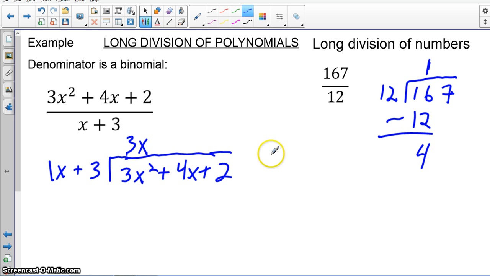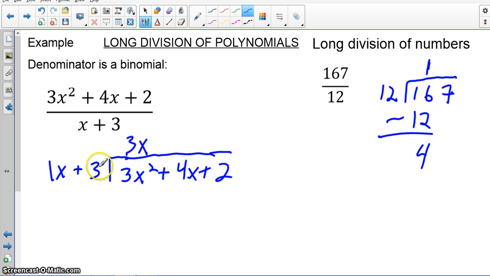Okay, and then, you know, keep on trucking in a minute. We do the same exact thing here. Over here we did 1 times 12. Here we do 3x times the x plus 3. So you might have been thinking, oh goodness, what do we do with plus 3? Well, here's where the plus 3 comes in.